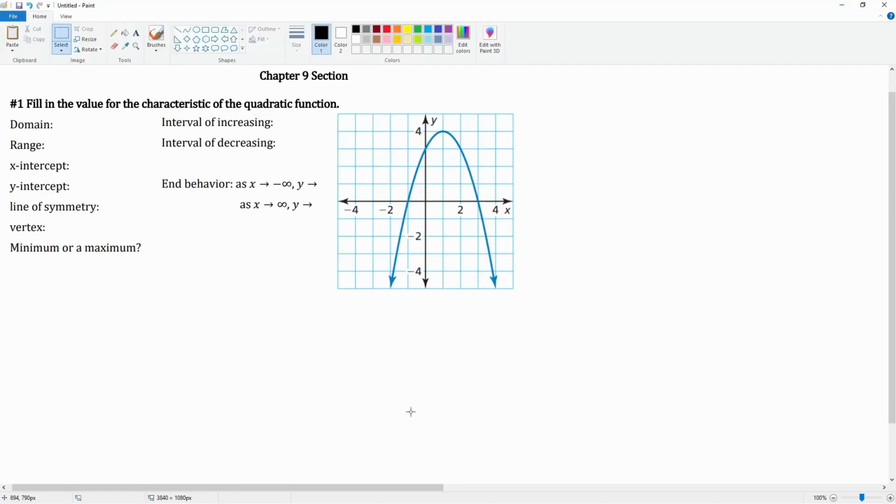Chapter 9. Number 1, it asks us to fill in the values to describe the characteristics of this quadratic function that is graphed already. First of all, we want to look at the domain and range.